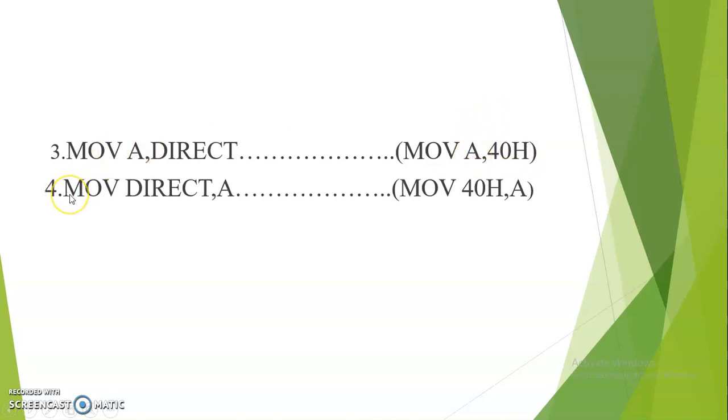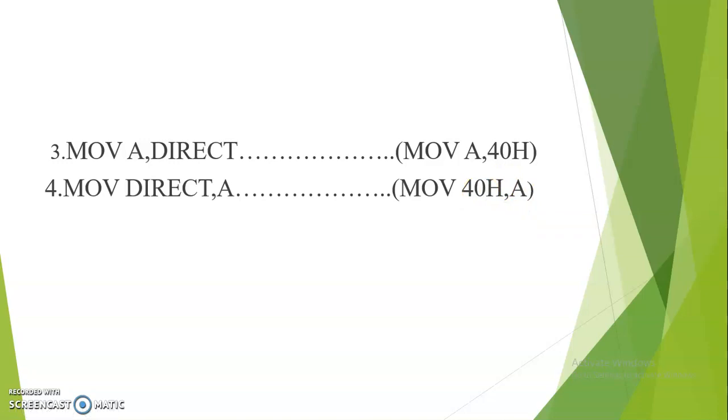Now we will see the fourth combination, which is the opposite of the third one. MOV direct comma A. Here A is the source and direct is the destination. This instruction will copy the contents of the accumulator to the direct address specified in the instruction. The example is MOV 40H comma A. This will copy the contents which are there in the accumulator onto the location whose address is 40H.